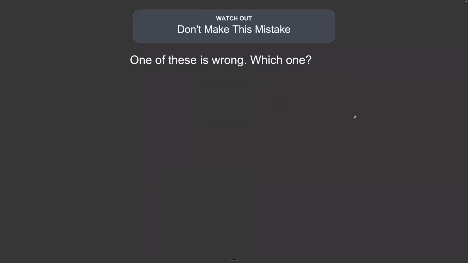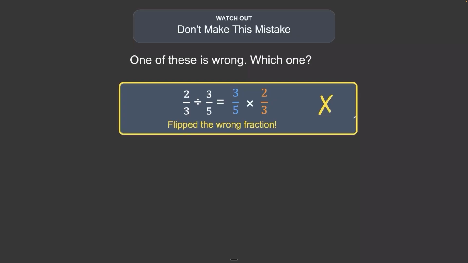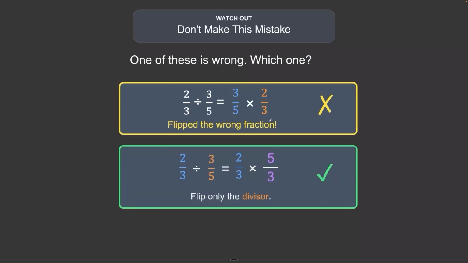Watch out for this mistake. 2 by 3 divided by 3 by 5 becomes 3 by 5 times 2 by 3. This is wrong because you flipped the wrong fraction. You might be thinking it's okay to flip whichever fraction I want, but you can only flip the divisor. You cannot flip the dividend. You can only flip 3 by 5. You cannot flip 2 by 3. Very important to remember this.